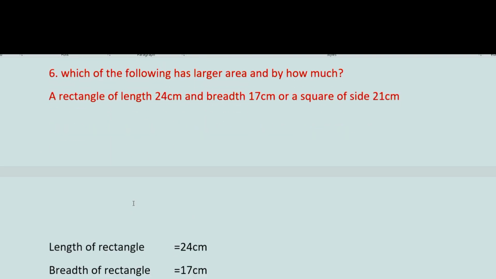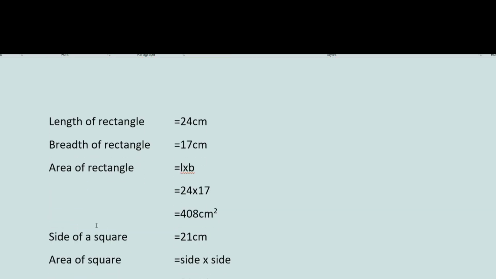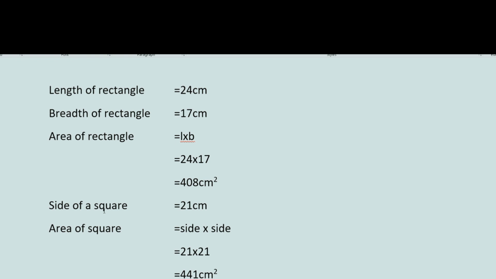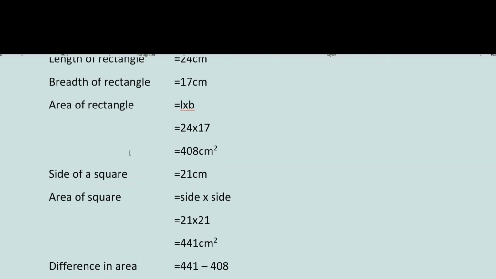number 6 sum. They have asked in the question which of the following has larger area and by how much. Yes, they have given a rectangle of length this much and breadth this much, and a square of 21 centimeter. So the length and breadth of a rectangle are given, let us simply find its area. What is the area of rectangle formula? L into B. So L into B, 24 into 17, I get 408 cm square. Okay, and the side of the square is 21 cm. So if I find the area of square, formula is side into side, and it comes to 441 cm square.